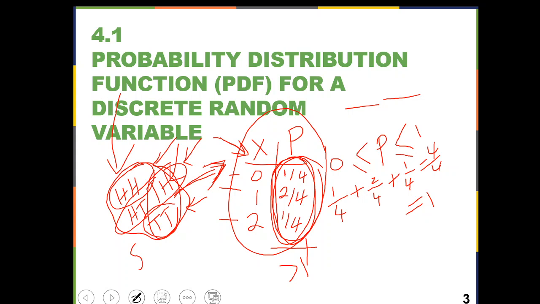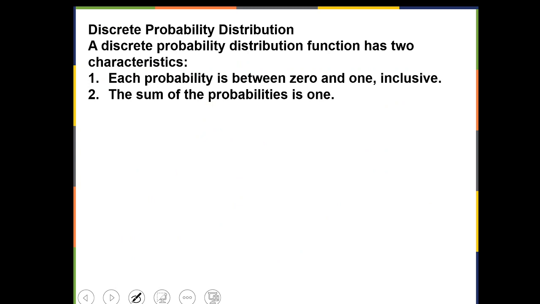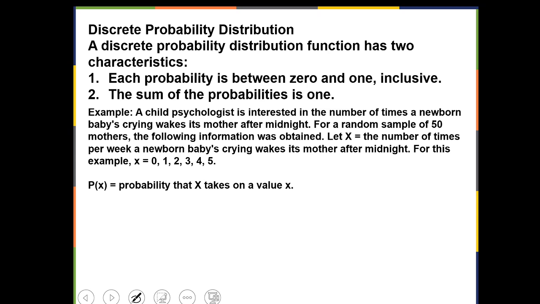So for a probability distribution, the probabilities have to be between 0 and 1, and they have to add up to 1. Now, that's not the only random variable you can define. You can define, for example, the random variable to be the number of tails instead of heads. Okay, so those are the two conditions for a discrete probability distribution: each probability is between 0 and 1 inclusive, and the sum adds up to 1.